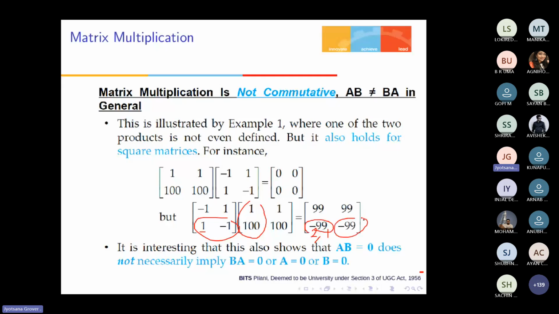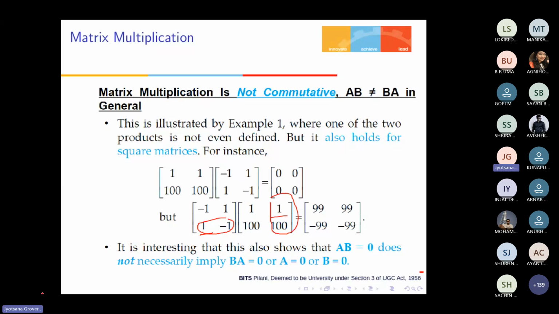What will you take here? The second row of the first matrix and the second column of the second matrix. Great. So what will you get? 1 into 1, 1 minus 100, minus 99. Okay.